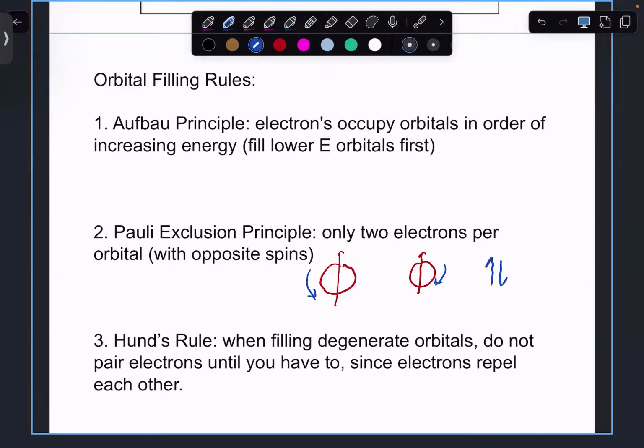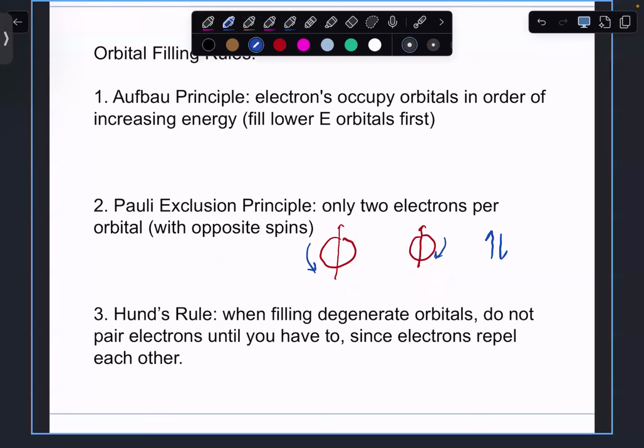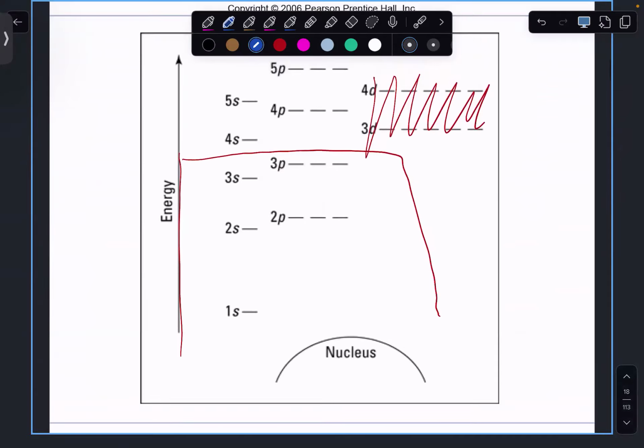And then finally, the third guiding principle for electron configuration is what's known as Hund's rule. And Hund's rule talks about when you have orbitals at the same energy. So, for instance, the p orbitals. Anytime you have p orbitals, you'll notice they occur in threes because you have a px, a py, and a pz, as we talked about.